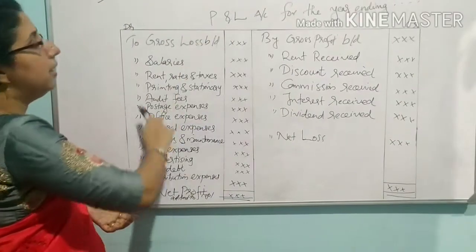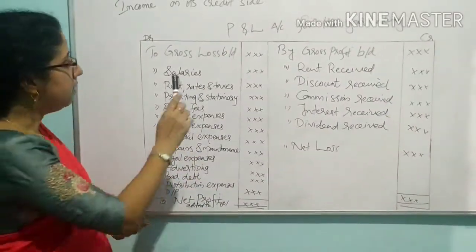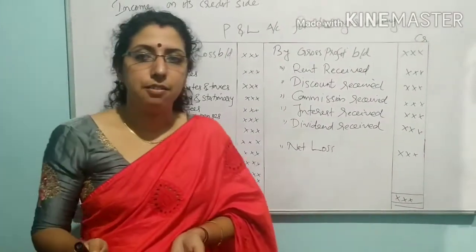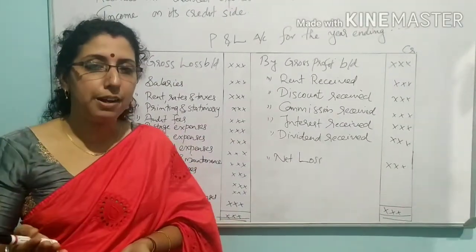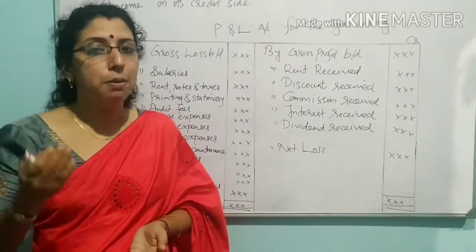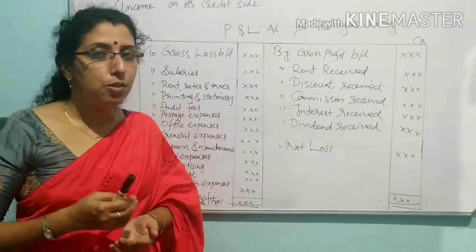So these are about our profit and loss account and its format. See, in this class we have discussed what the profit and loss account is. It is a part of our final account and this account is mainly prepared to ascertain the net profit or net loss.